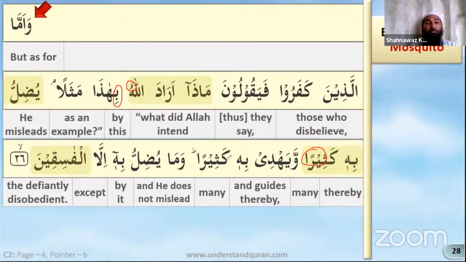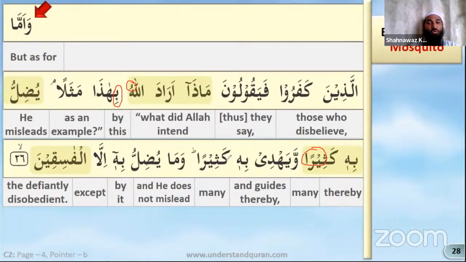And then Allah Ta'ala is informing us who the people are who are misled and misguided. Wa ma yudillu, and does not mislead or misguide bihi, with it, that is with the examples that Allah is giving and with the Quran, illal fasiqeen, except for the fasiqeen.